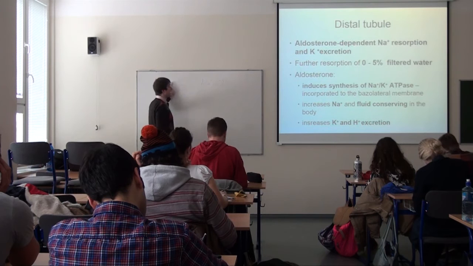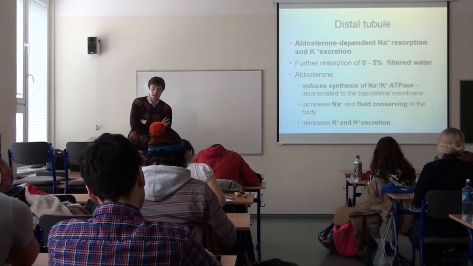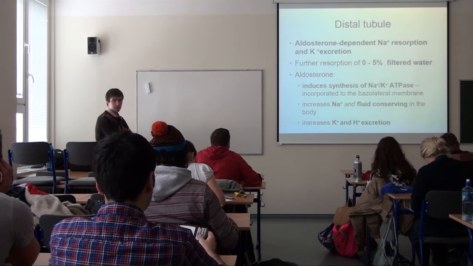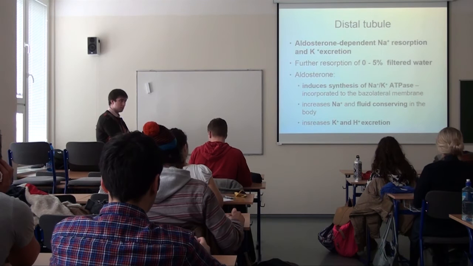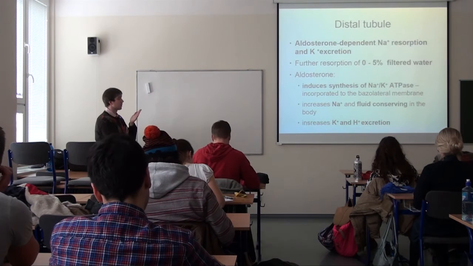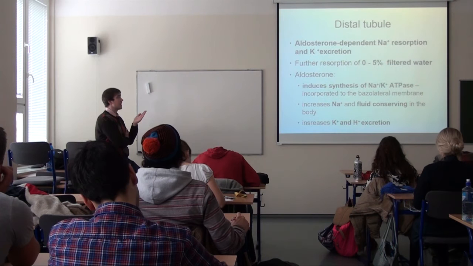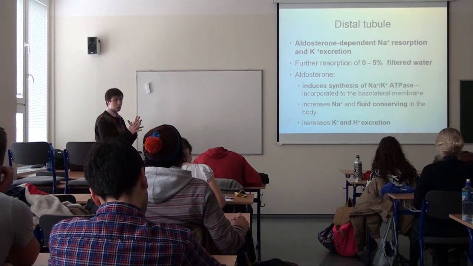So after Henle's loop, we have the distal tubule. The distal tubule, in one word, is the place of action of many hormones, yes? The distal tubule is the place of regulation, yes? Aldosterone acts there. Parathyroid hormone, calcitriol, acts there. The same antidiuretic hormone can do its action not only in the collecting duct, but also in the distal tubule, yes?